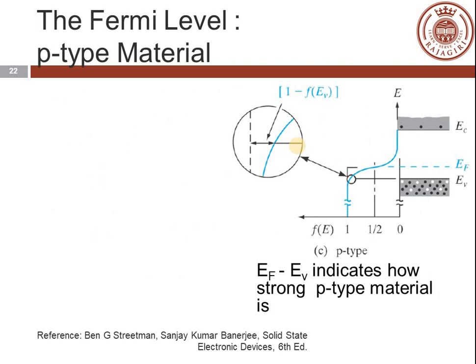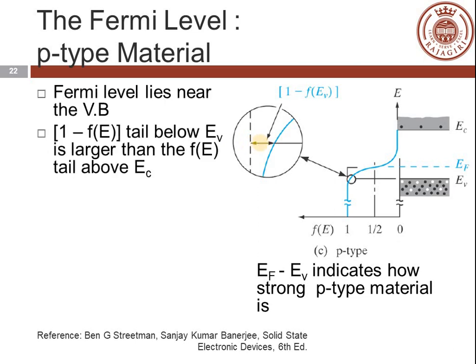Next is the Fermi level for p-type material. For p-type material, we will be having more hole concentration in the valence band compared to electron concentration in the conduction band. So definitely the Fermi level should lie near the valence band. If the Fermi level is lying near the valence band, the f of E curve should shift downwards. That means the whole probability curve, that is 1 minus f of E, will have a higher value compared to the electron probability f of EC.